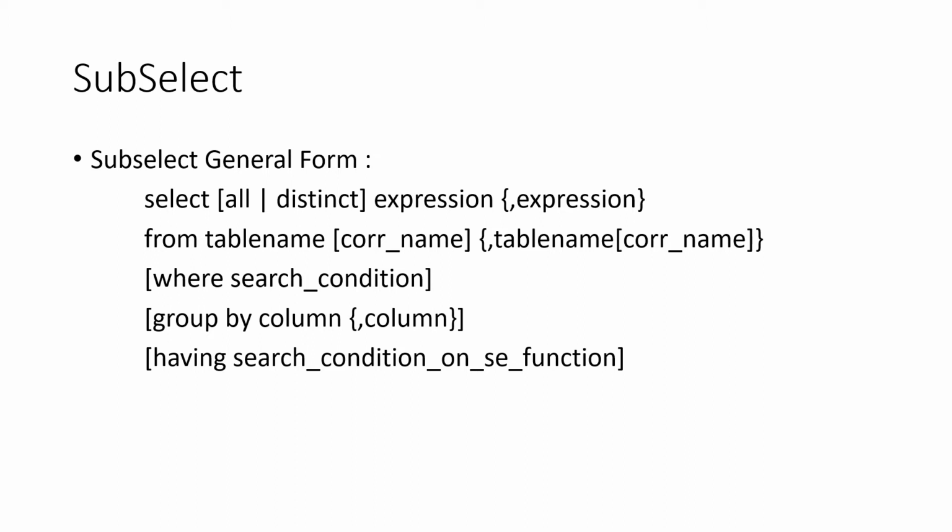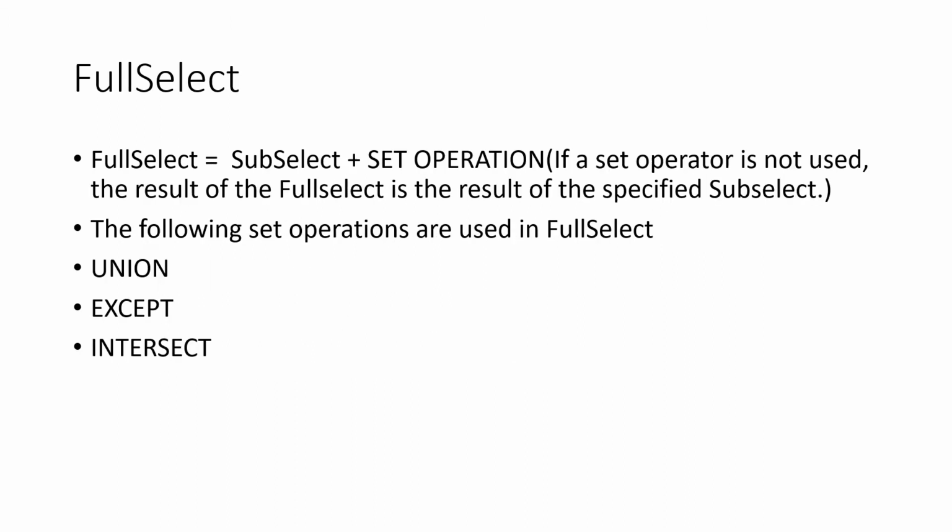This is the syntax of the subselect, where we select all or distinct expressions from the table name, followed by a where condition, followed by a group by clause and a having clause. And the addition of the set operation to the subselect statement is a full select statement. The set operations used in the full select statement are union, except, and intersect. If a set operator is not used, then the result of the specified subselect statement itself is the result of the full select statement.